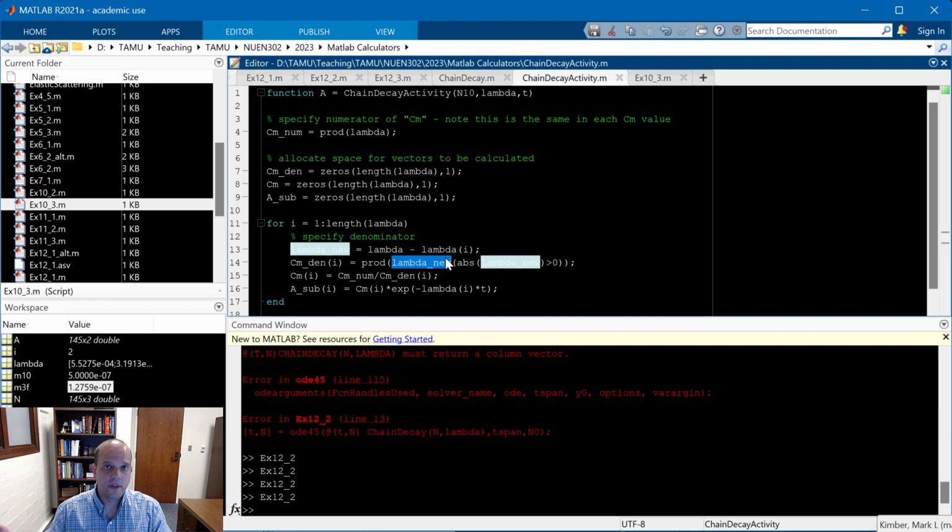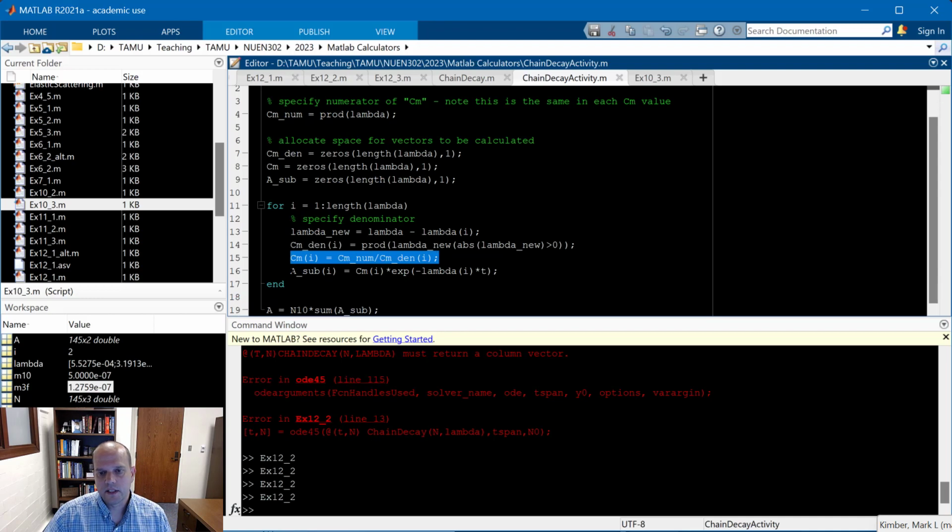And whatever that new vector is, it's going to be one element less than the original lambda vector was, because one of those was 0 and I kicked it out. And I just want to take the product of all of those. And that's going to be the denominator. And then I do that. I just take the ratio of the numerator to the denominator, and that's my Cm value.